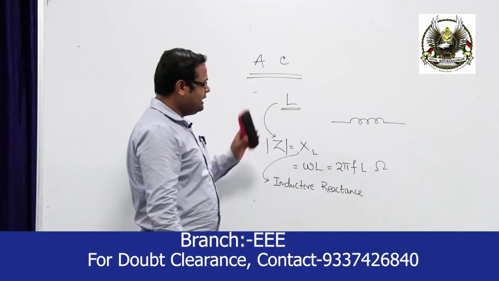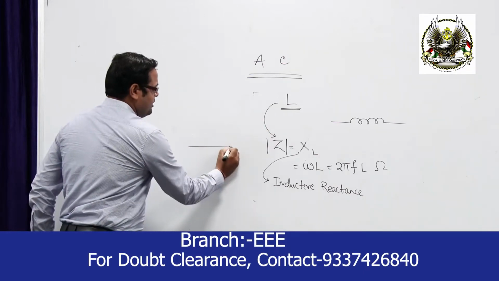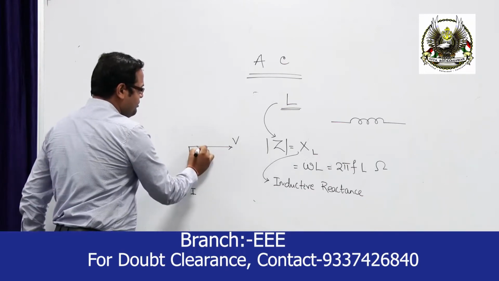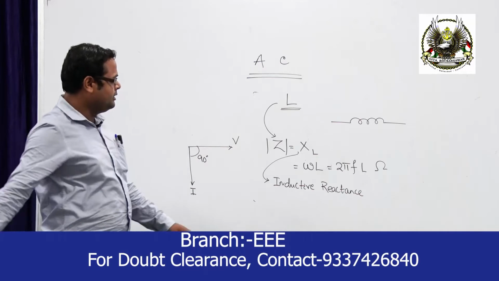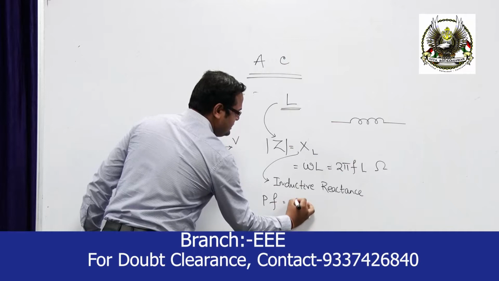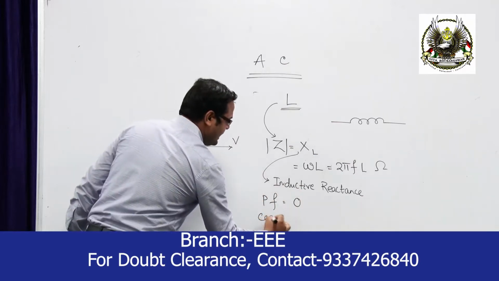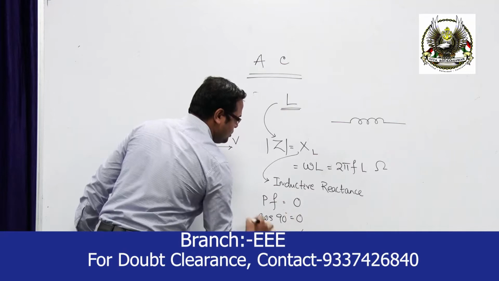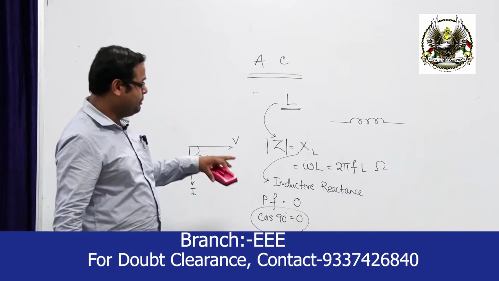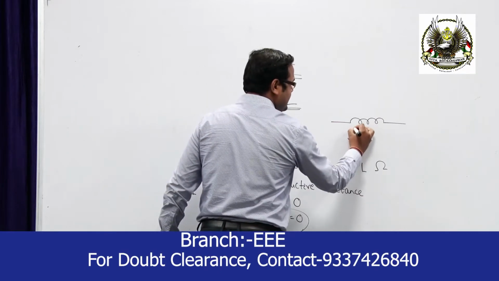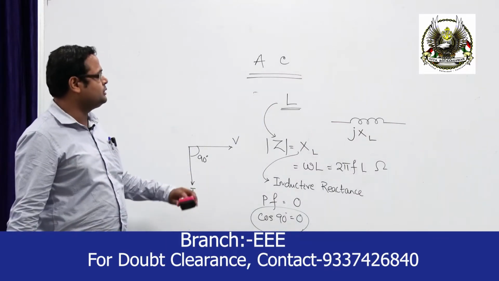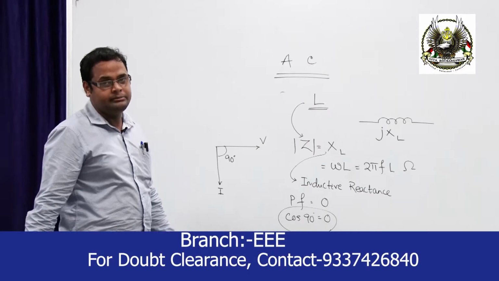And in a purely inductive circuit, the current lags behind the voltage by 90 degrees. That is why when we will be finding the power factor, it is equal to 0, because you know cos of 90 degrees is equal to 0. And when you are going to represent it in a complex domain, L is represented by j XL. So, this is the case when we are dealing with a purely inductive circuit.